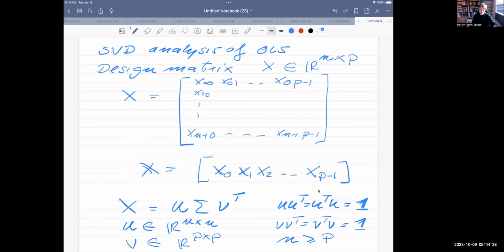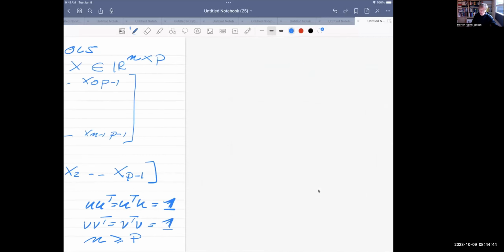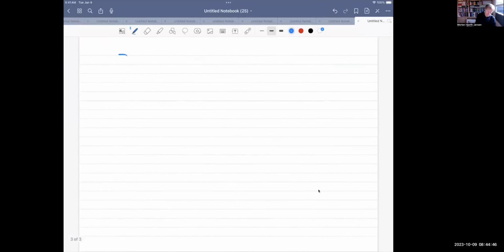Okay, so the matrix sigma is the matrix which contains the singular values. This matrix sigma contains the singular values sigma 0, sigma 1, up to sigma p minus 1. So these are the values which are non-zero. And then we have values which are 0.